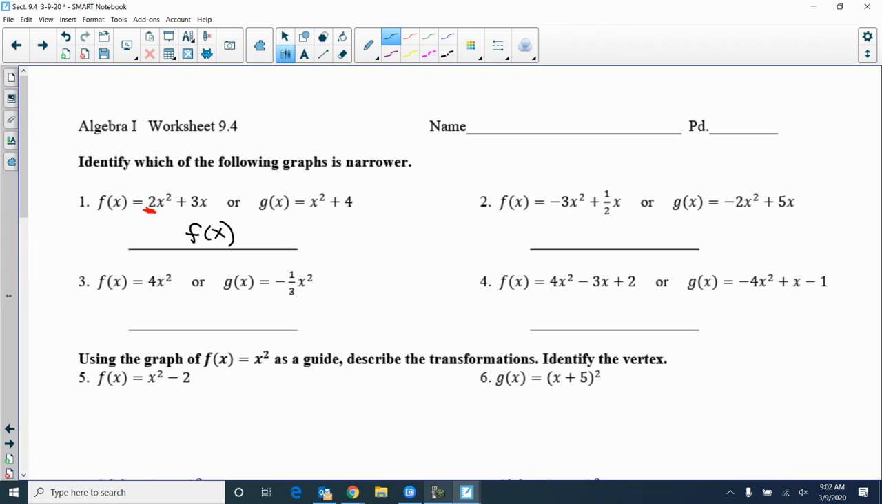For number 3, you got 4x squared and negative 1/3 x squared. Which one is narrower? Isabel Card, what do you think? The first one, because 4, just ignore the sign. The sign only tells you which direction it goes. 4 is bigger than 1/3. So that means that's going to be narrower for that one.